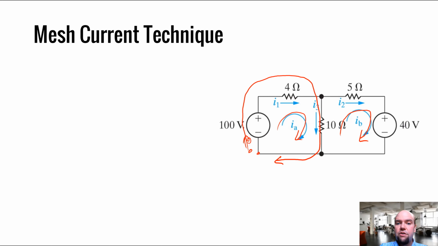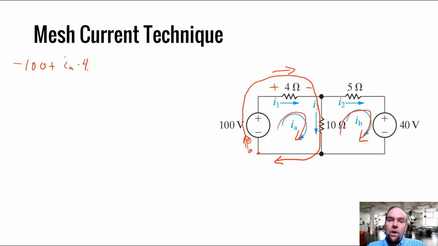And again, I'm going to write voltage drops to be consistent. So I'm coming in the low side, coming out the high side. That's an increase of 100 volts, which is a voltage drop of negative 100. Getting to this 4 ohm resistor, my current IA is flowing in this direction. So the voltage drop is going to be V equals IR, which is IA times 4.